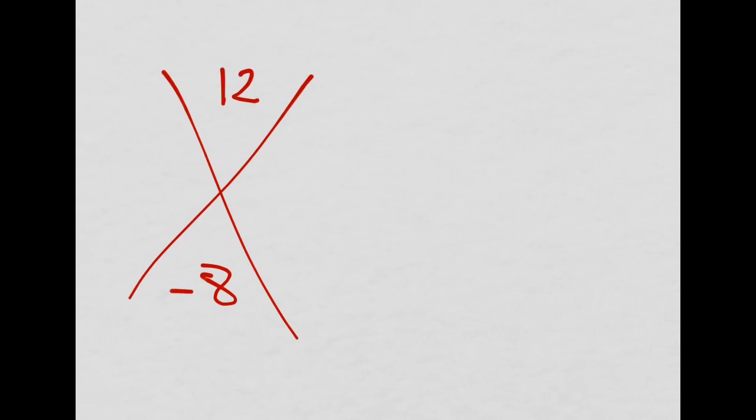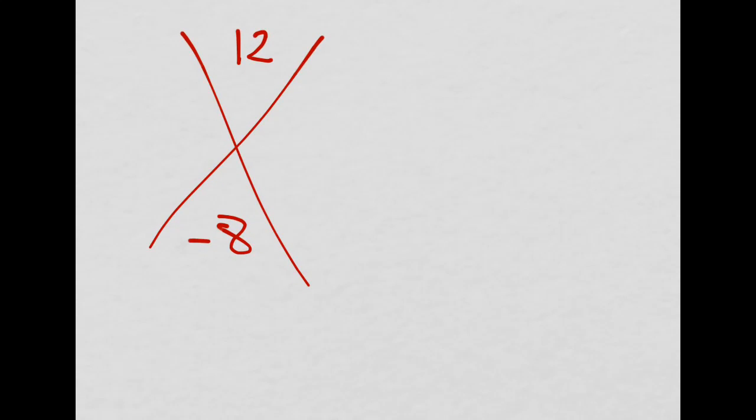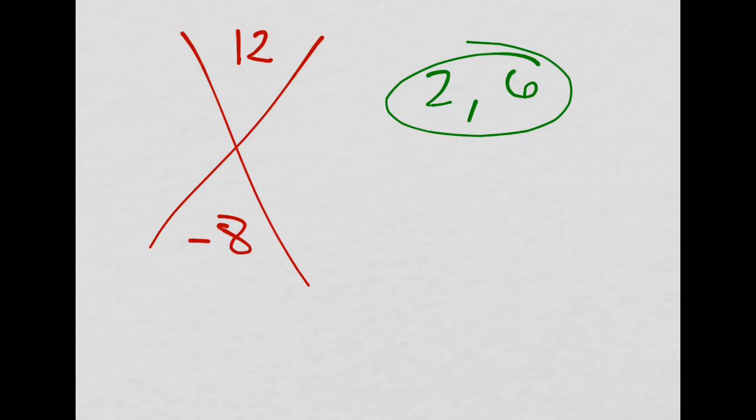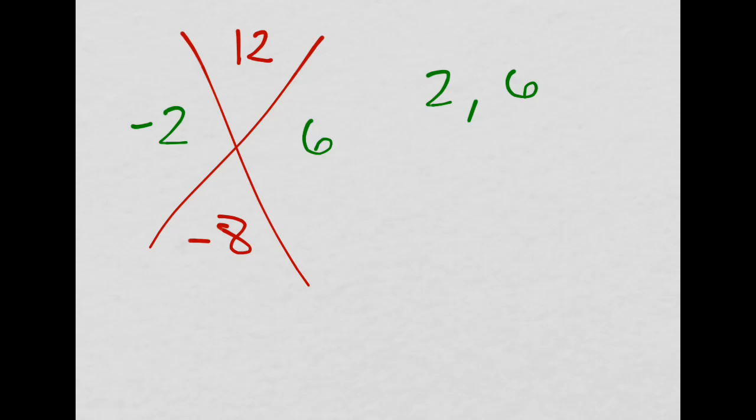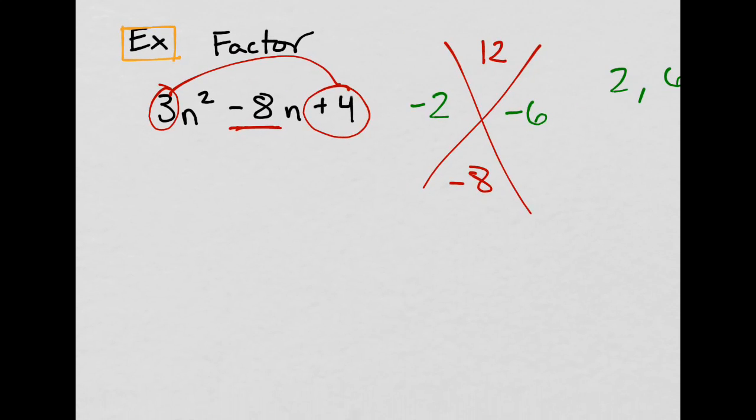Now I got to do this problem. What times what gives me 12, and when I add it together, I get negative 8? Well, I have 2 times 6. Oh, that works, right? 2 plus 6 is 8. Oh, nope, both of them need to be negative. Negative times a negative is a positive, so that works. And when I add two negatives together, I get negative 8. There we go. So that's the first step, the diamond problem, and how to set it up.